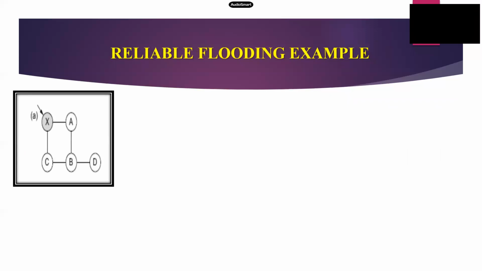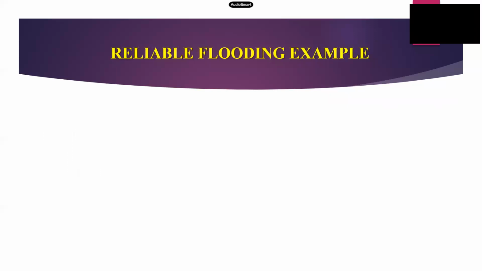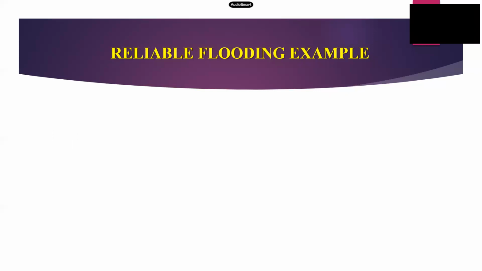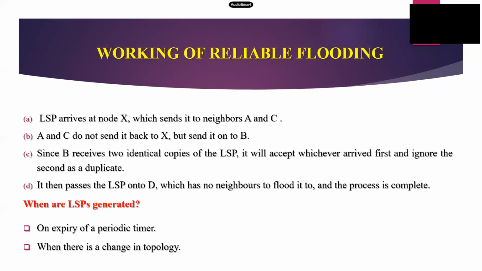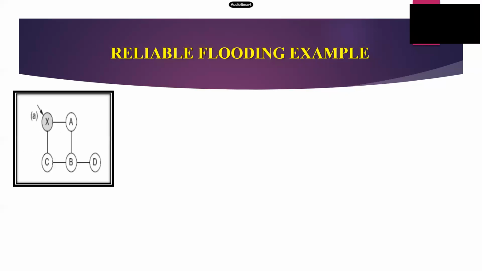So this is the reliable flooding example. I told already the previous point: the LSB arrives at node X, which sends it to its neighbor nodes A and C. Here in this example, the starting node is X. X has two neighbor nodes, A and C. So the second point: A and C do not send it back to X, but send it on to B. So already from X, there will be a connection to A and C.